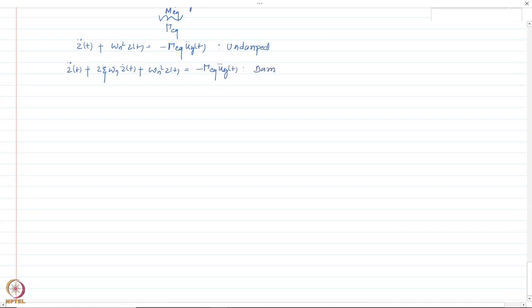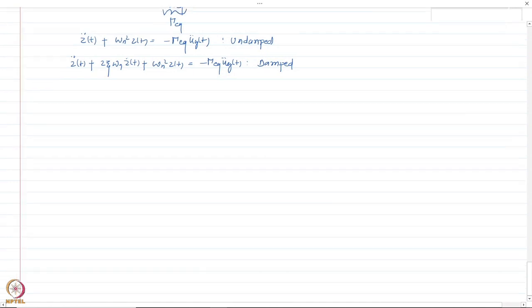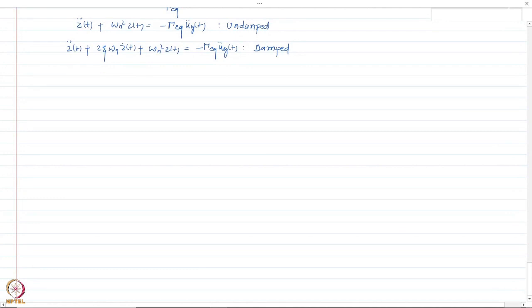Okay, and this is for damped system. Okay, so up to this point, we had derived our equation of motion. Okay, and basically our frequency omega n square is nothing but k equivalent by m equivalent, which I can substitute the expressions and I can find out the values.